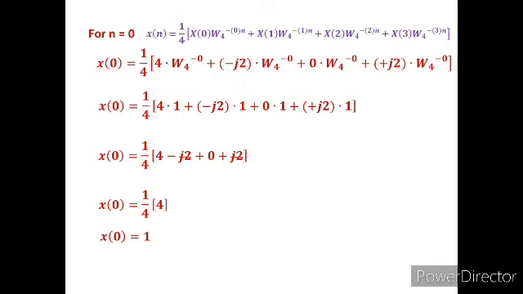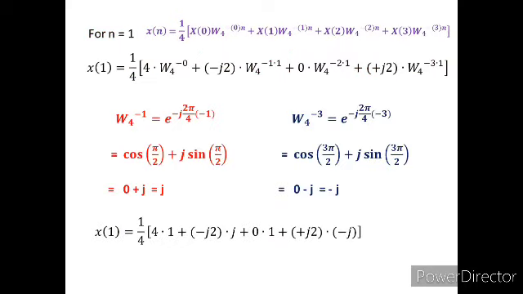Same way, we have to find out for n is equal to 1. Now for n is equal to 1, in the given expression, we have to solve the value. So x of 1 is equal to 1 by 4: 4 into W4 to the power of minus 0, which becomes 1; minus j2 into W4 to the power of minus 1 into 1; 0 into W4 to the power of minus 2 into 1; plus j2 into W4 to the power of minus 3 into 1.